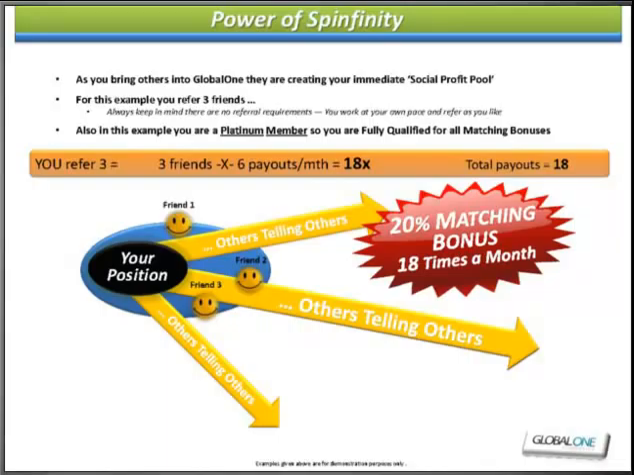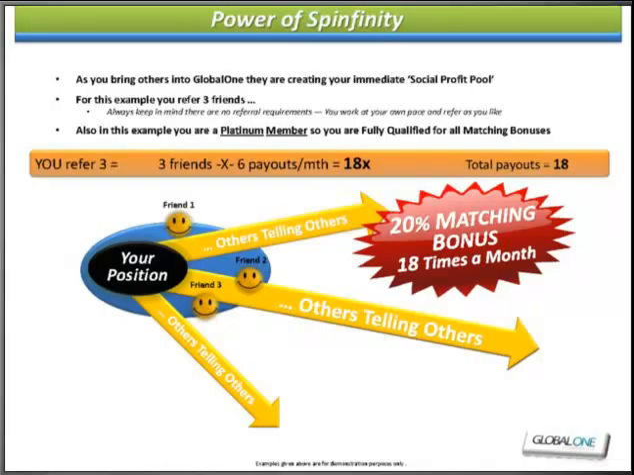But as you start bringing people in, it's going to motivate you because you're going to start seeing these extra 20% matching bonuses, not only in Spinfinity, but you start seeing it in the Go Global and then the Infinity side of things too. All at the same time. You're building them simultaneously. All you're doing is one thing, and you're building all 3 of those.